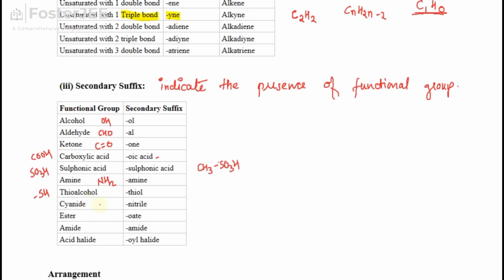If the functional group is cyanide, that is CN, so if CN is attached, then the suffix will be nitrile. For example, methane nitrile. If ester is present, ester means the COOR group, then the suffix will be oate. For example, methanoate.